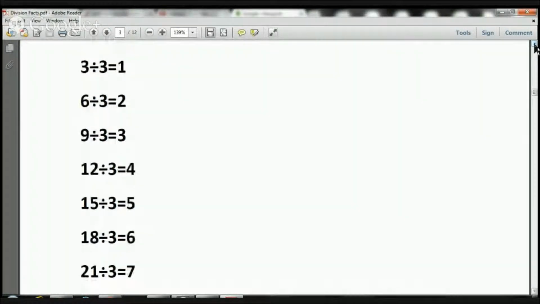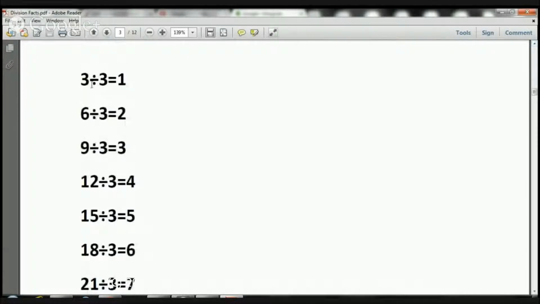I always like showing you this, okay? So I'm going to go ahead and show you. The opposite operation of division is multiplication. So if I go backwards, I can multiply these two numbers, and then that's going to be this answer. Watch. 1 times 3 equals 3. 2 times 3 equals 6. 3 times 3 equals 9.